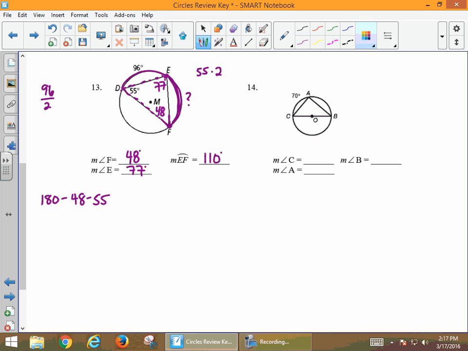And the last problem, question number 14, wants us to find angles A, B, and C. So I have a diameter, and I have an arc that's 70 degrees. So if arc AC is 70 degrees, then angle B, which sits on the triangle, has to be half of that. Half of 70 is 35 degrees.